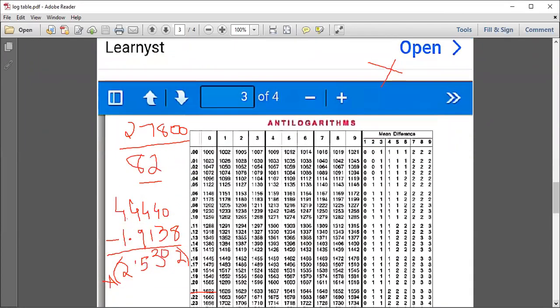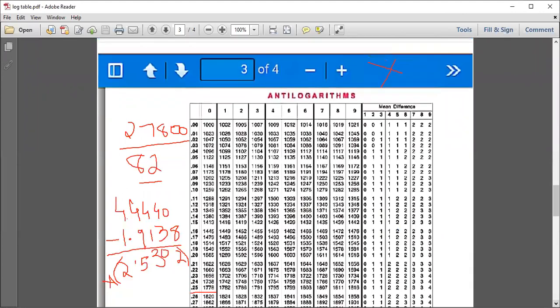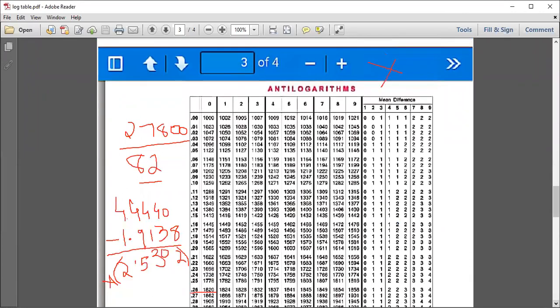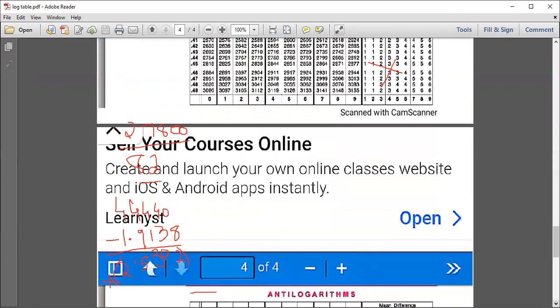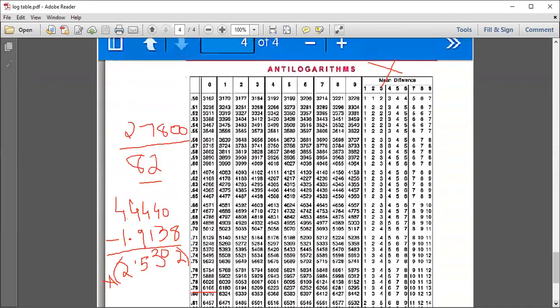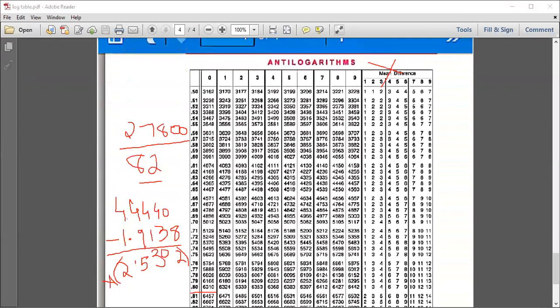So here's the antilog table in front of you. For antilog, I had told you all, we always look after the decimal. So after the decimal, you have to check the figures. Again, pay attention. The sum goes here. So after the decimal, the figure is again 211.